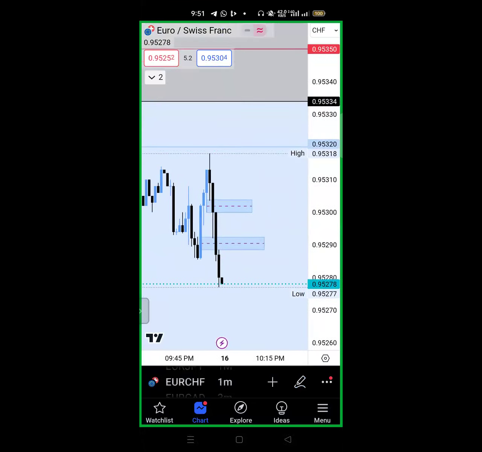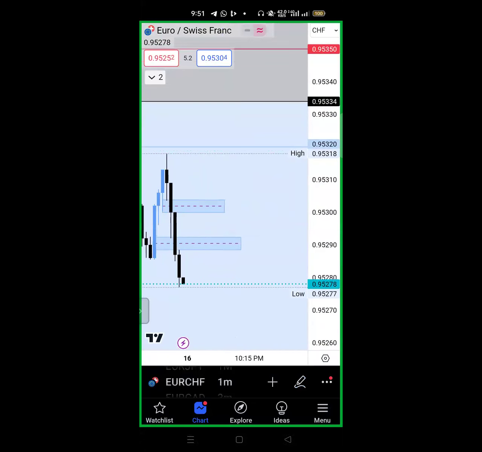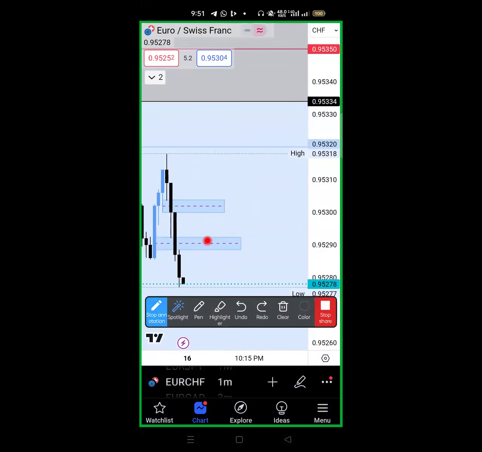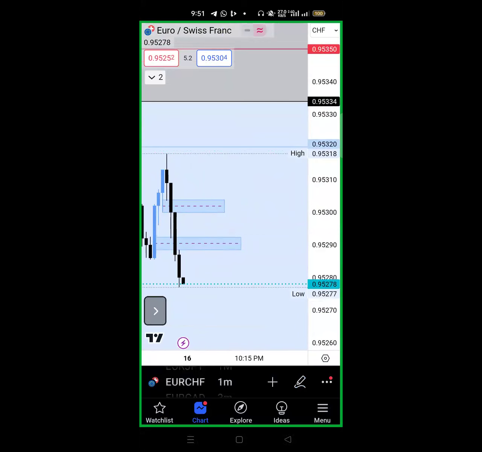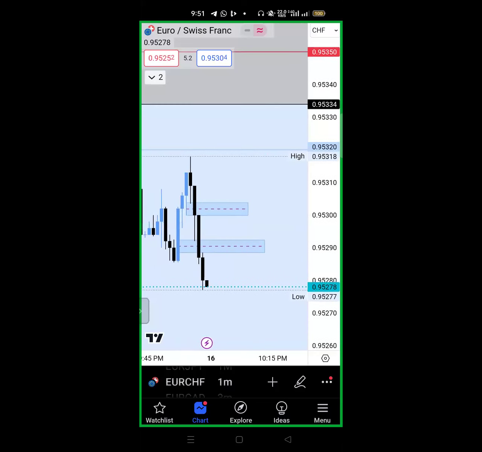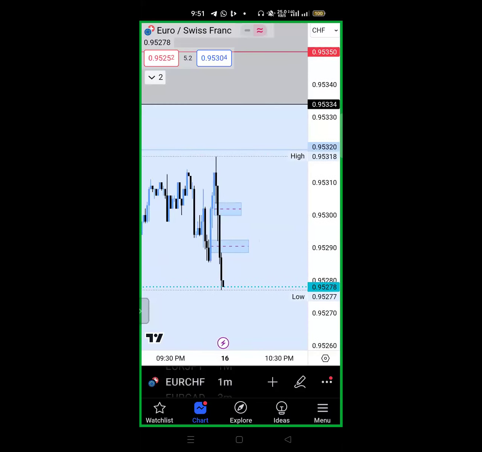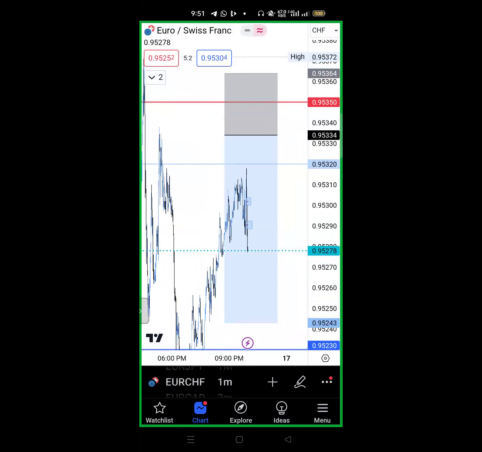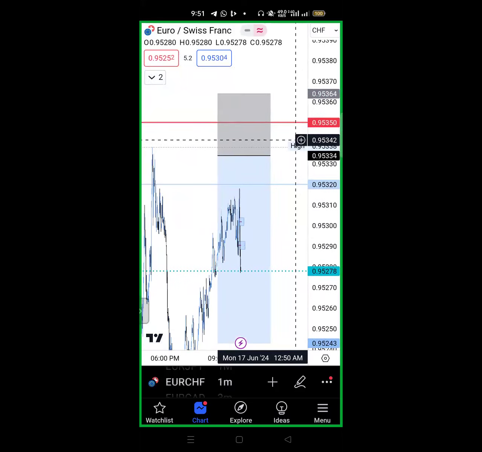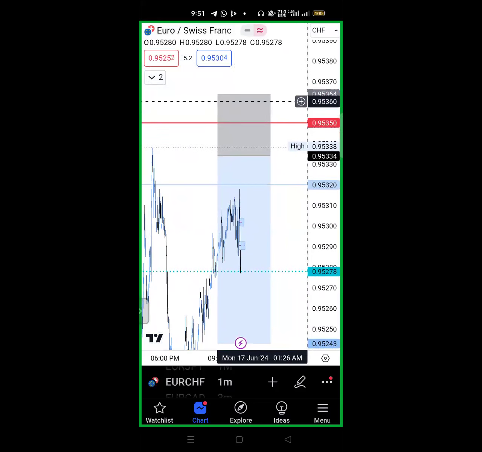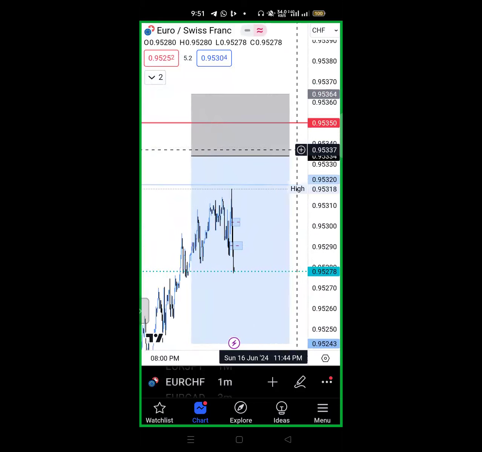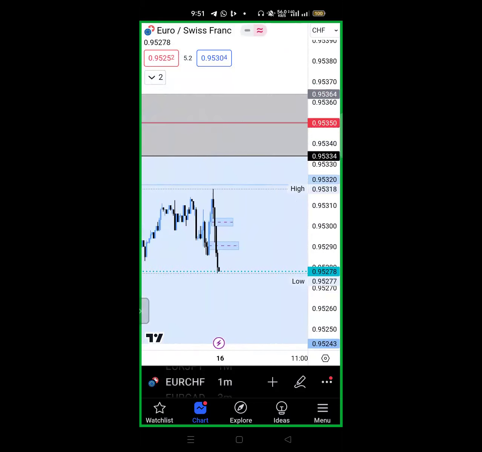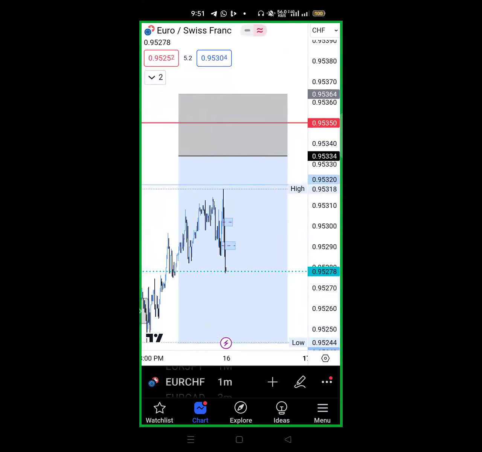We expected the market to reverse to either this one or this one. In order to help you know which one you are going to stick with, let me tell you, for me, I would still have preferred the market coming to take this liquidity here, which is still within the range. But since the market has started moving and has given you these shifts, it means the market is ready to keep on moving downwards.